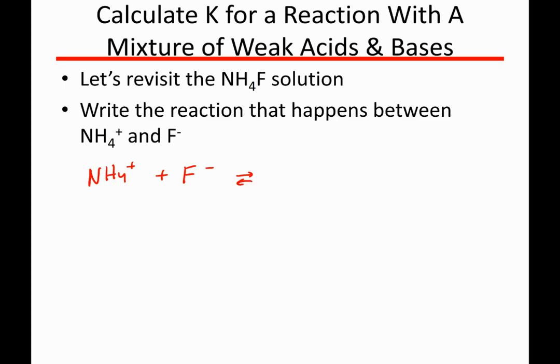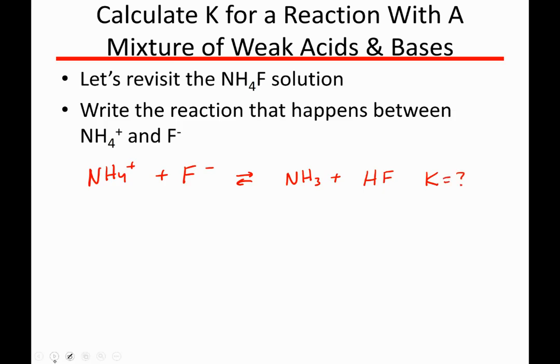NH4 plus is an acid, so it loses a proton to become NH3. F minus is a base, so it gains a proton to become HF. In this reaction, we're neither producing H plus or hydroxide, so you couldn't really use a Ka or a Kb to tell you exactly what this reaction is. This reaction isn't a Ka, it isn't a Kb reaction. This reaction is just a general K.